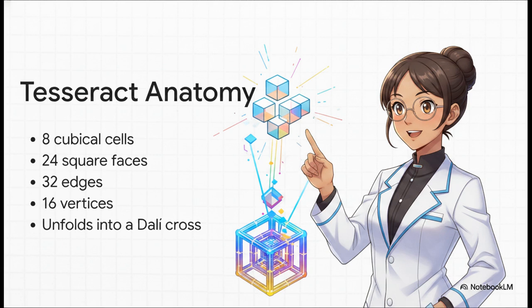And you know how you can unfold a cardboard box into a flat 2D cross on the floor? Well, you can unfold a 4D tesseract down into 3D space. There are actually 261 distinct ways to unfold it, and one of them results in a 3D stack of 8 cubes known as a Dali cross.